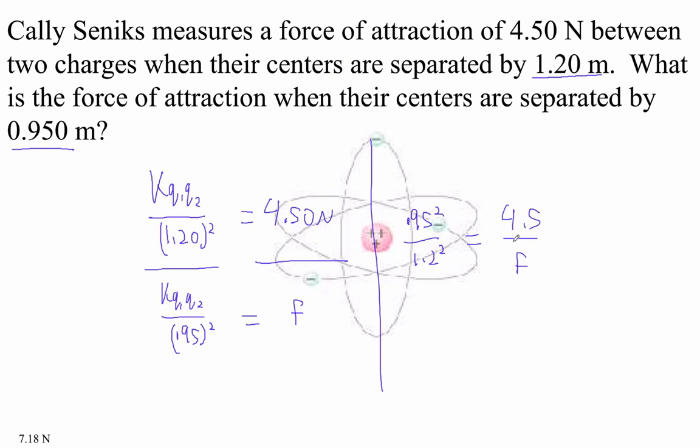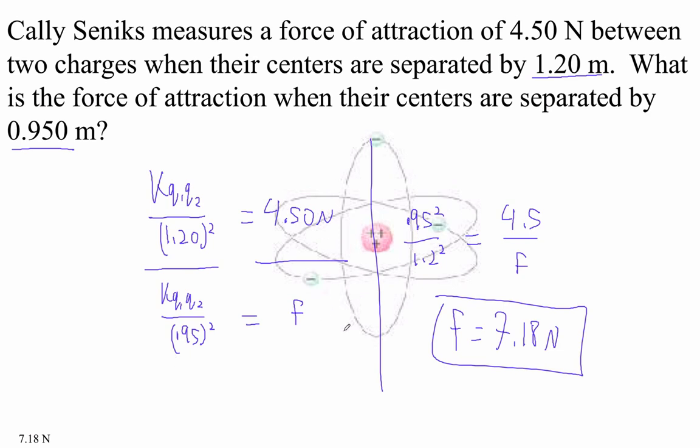And now we can solve for F. F is going to be 4.5 times 1.2 squared divided by 0.95 squared. I'm getting 7.18 newtons. Ta-da! So just set up these ratios and there it is.